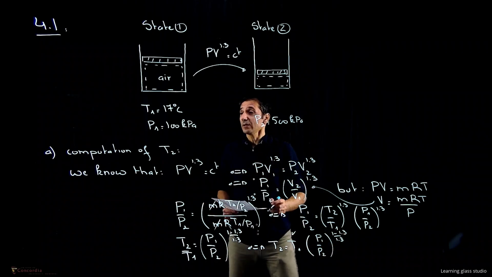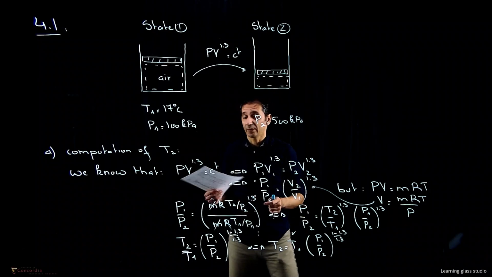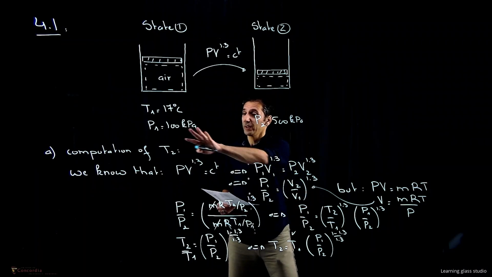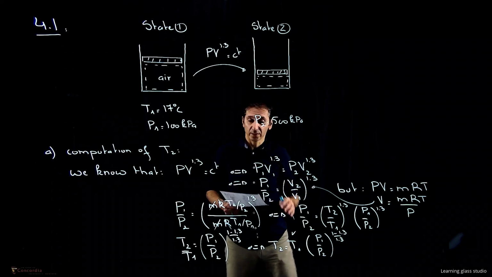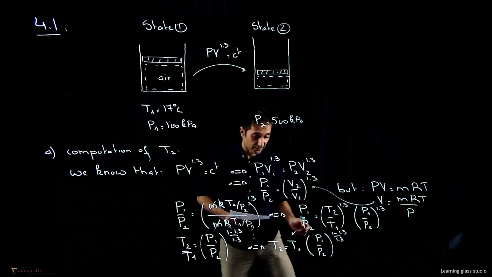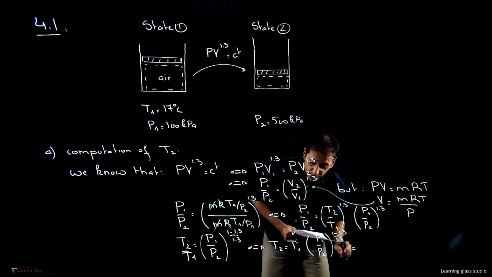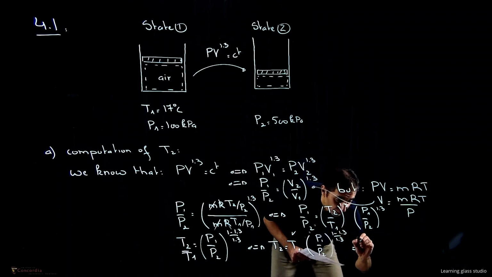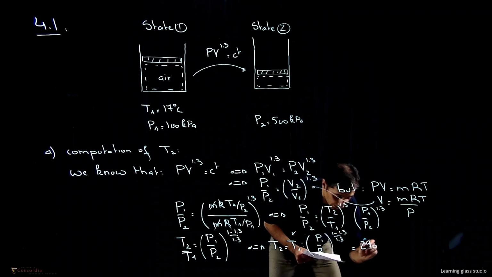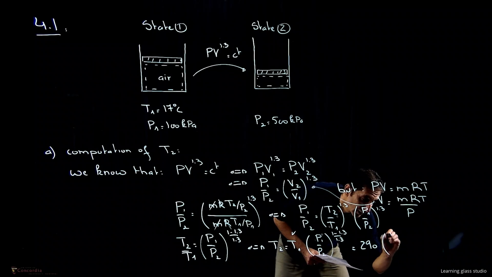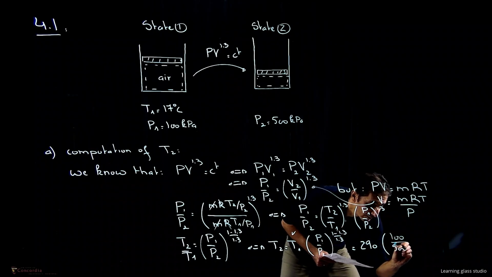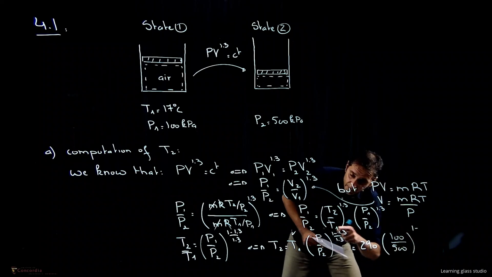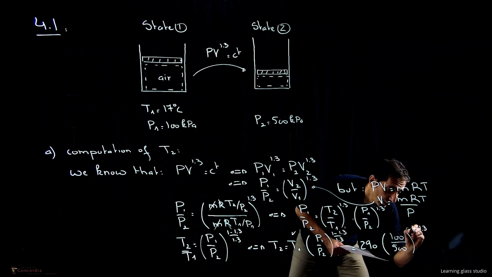We have T1, which is equal to 17 degrees C. We have to convert it to Kelvin. We have P1, which is 100 kilopascal. We have P2, 500 kilopascal. So we have all the ingredients to calculate our T2. So it's equal to 290, this is our 17 degrees C converted, cross (100 over 500) exponent (1 minus 1.3) over 1.3.